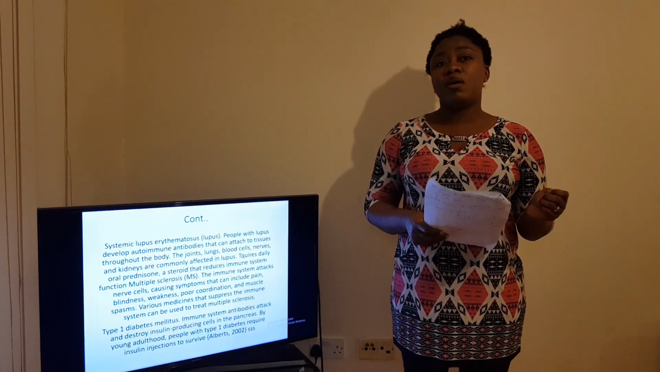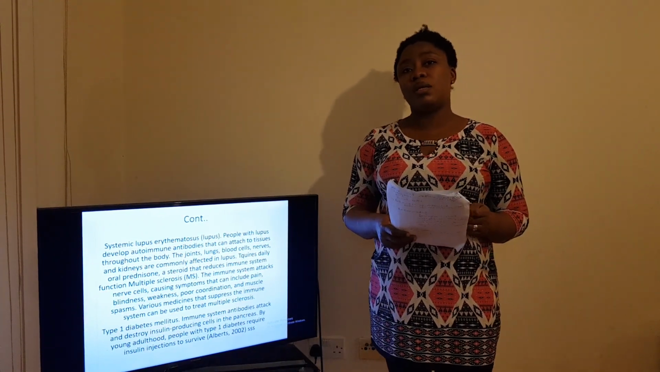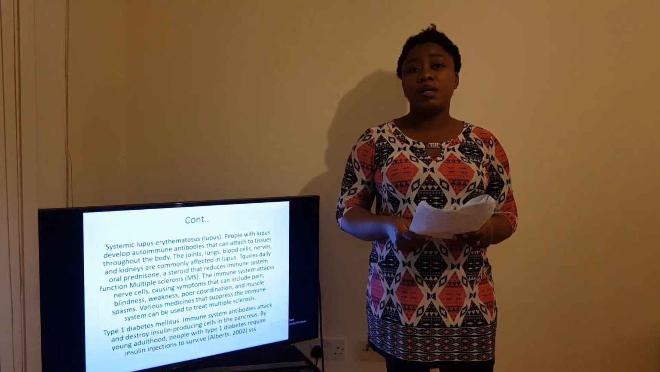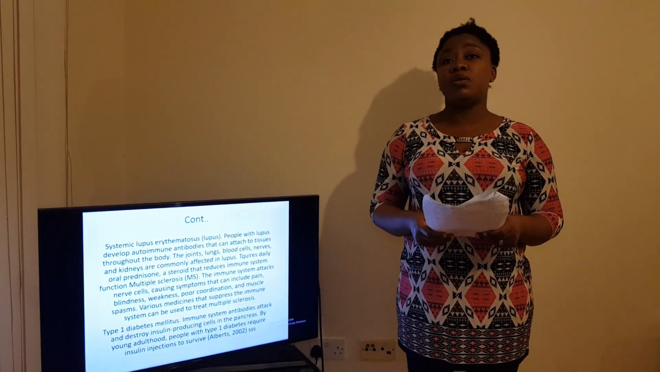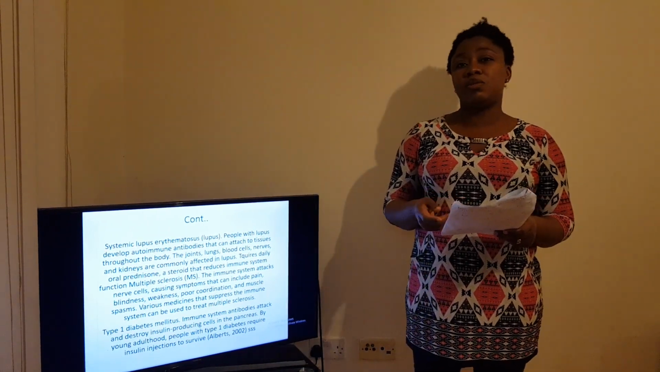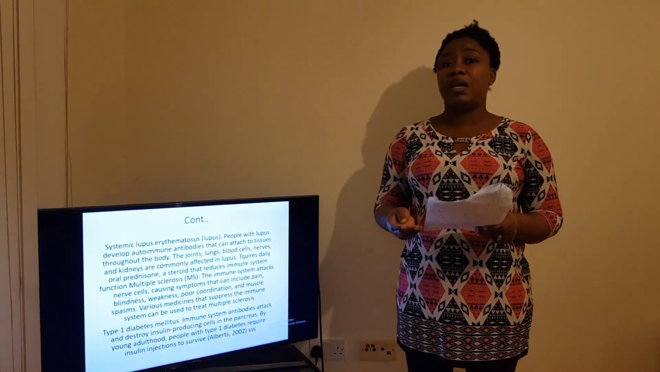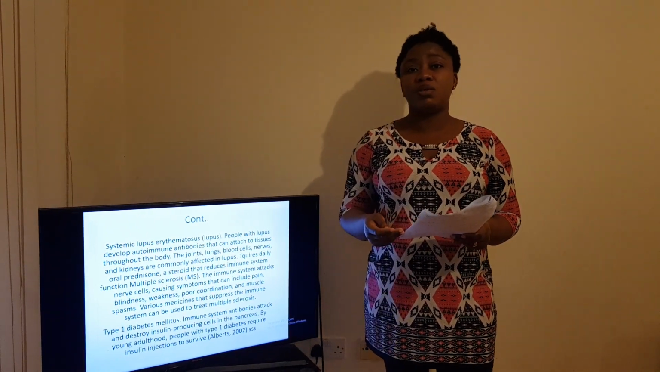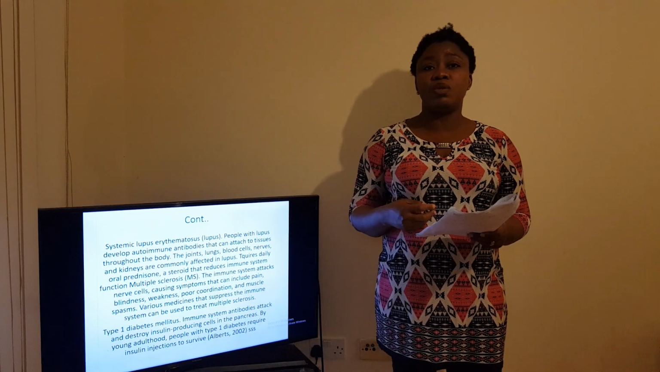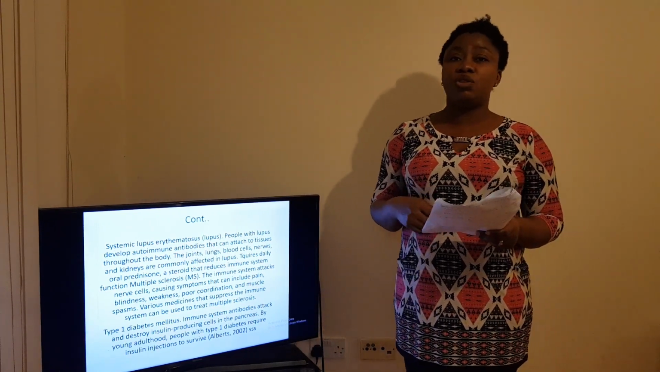Tacrolimus, oral prednisone, a steroid that reduces the immune system's function. MS: the immune system attacks the nerve cells, causing symptoms that can include pain, blindness, weakness, poor coordination, and so on. Various medicines that suppress the immune system can be used to treat MS.